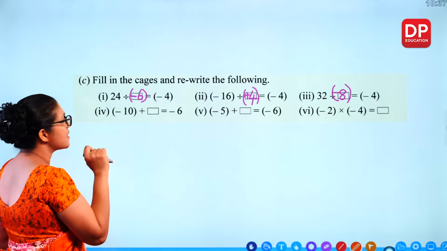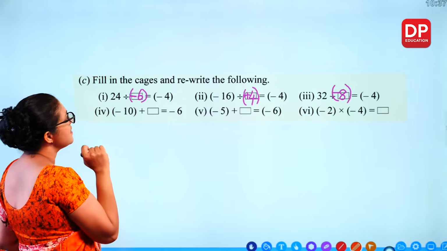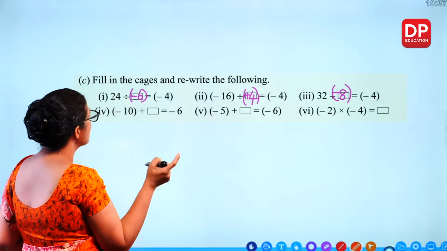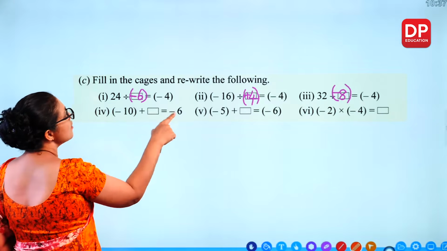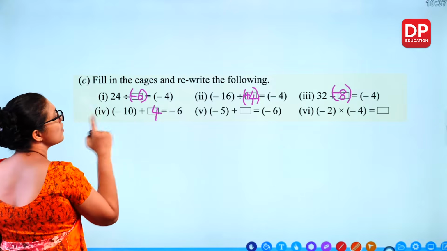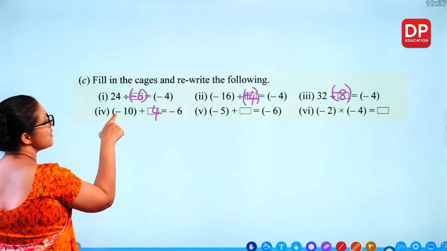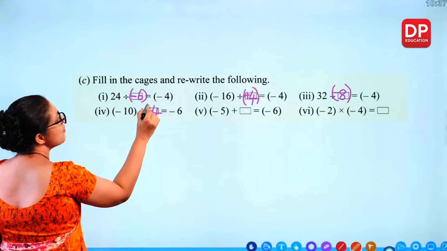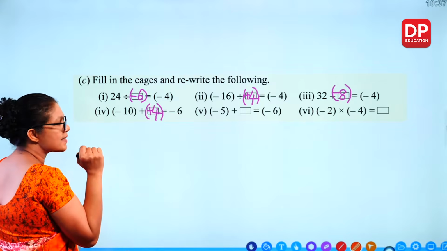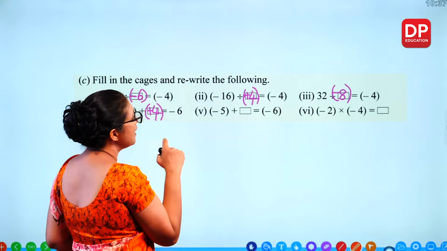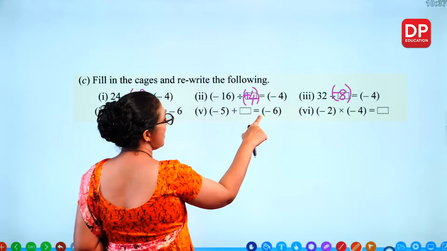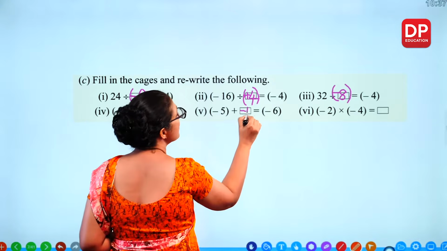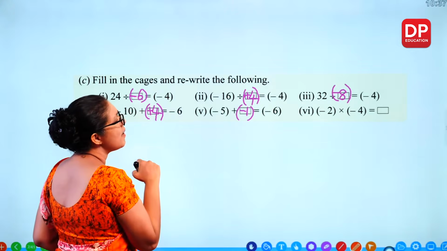The answer is minus 6 and minus 10 is there. So you need the difference. So what's the difference here? You need 4 to get 6, but the bigger number is minus, so you get the answer negative. So I can put plus 4 for this. Here minus 6 is there. So adding minus 5 and minus 1, you are getting minus 6.